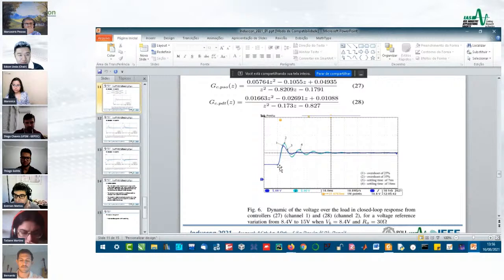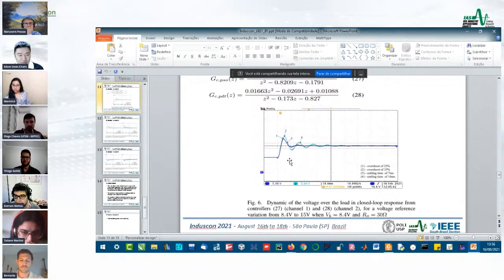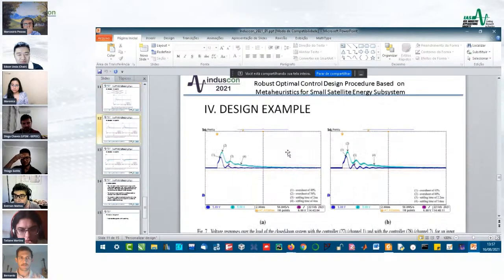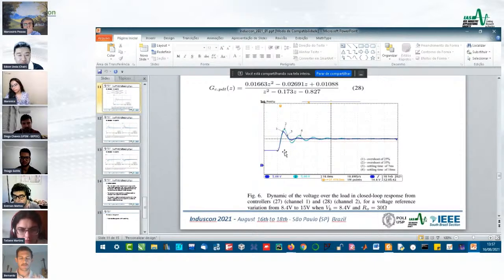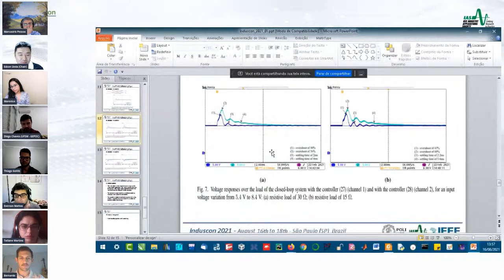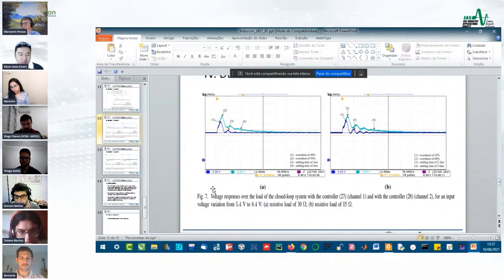And the results: here we have a step variation in the reference, the voltage reference of the load. We can see that this operates with a non-minimum phase transfer function. It's possible to see that. And in the other results, the Fourier 7, we have a response to a step variation of the load in a closed loop circuit.